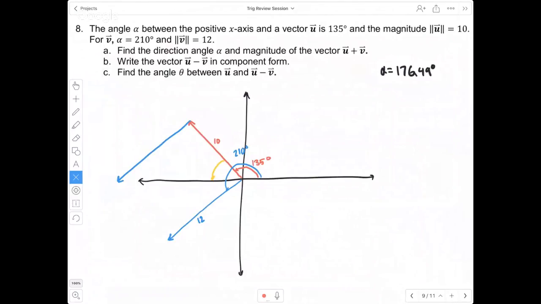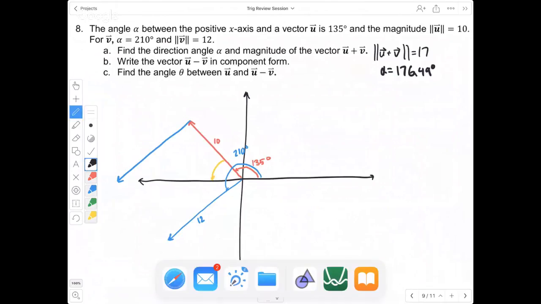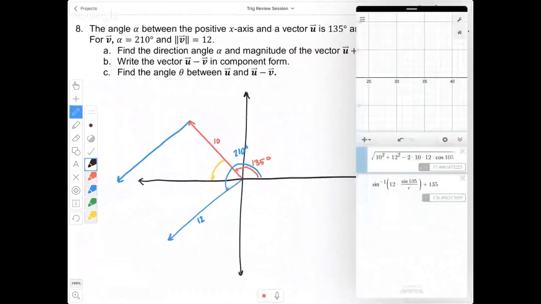Let's see. I do want that answer back. It was magnitude of u plus v equals 17.49. Cool.